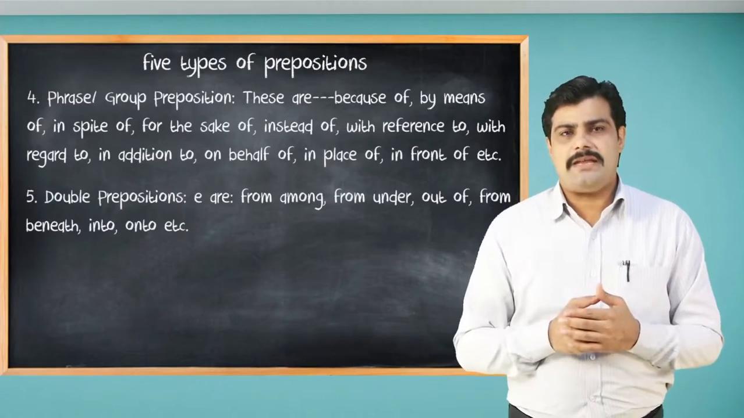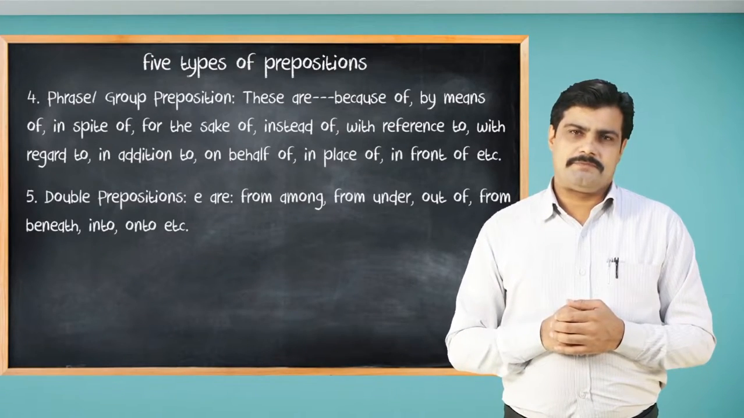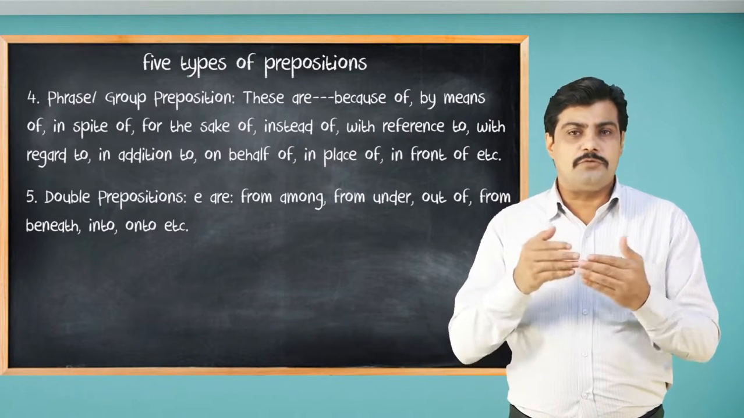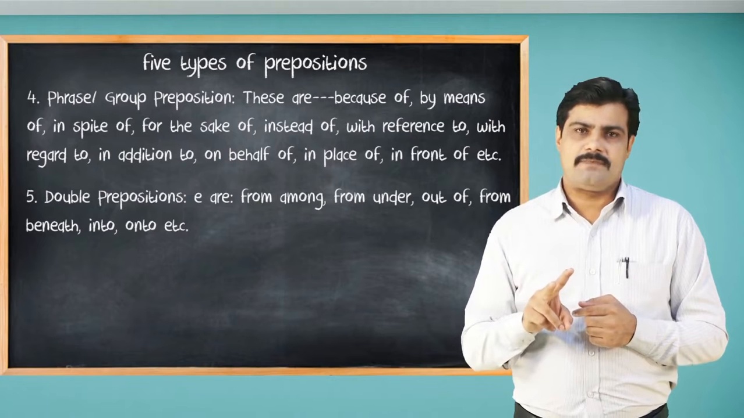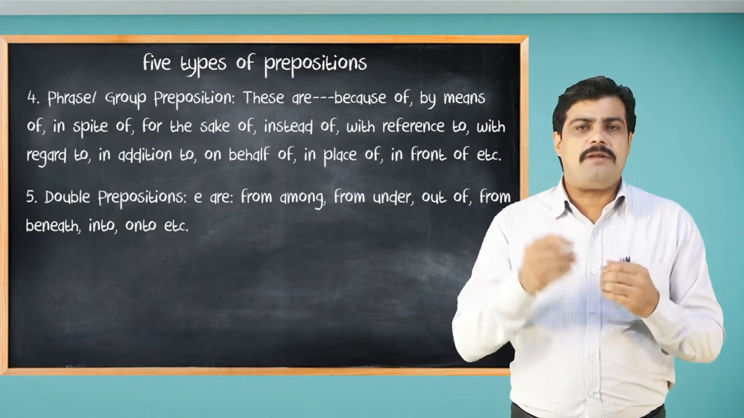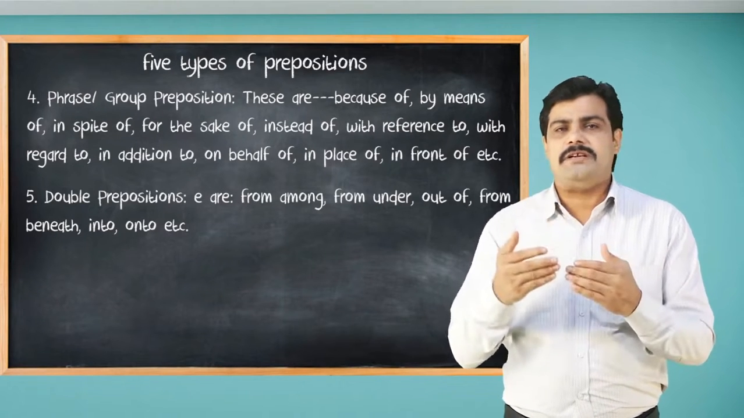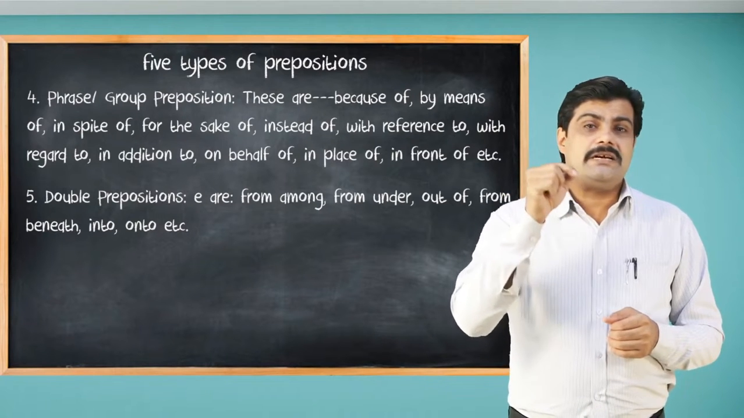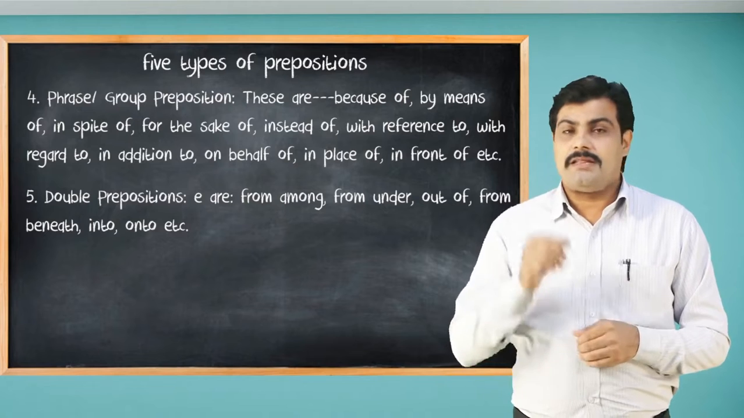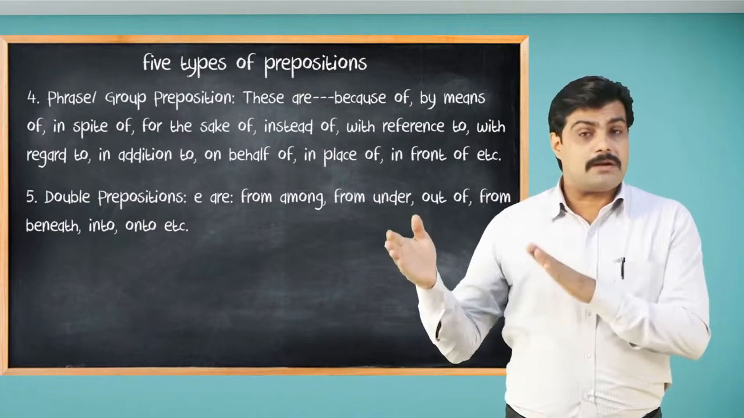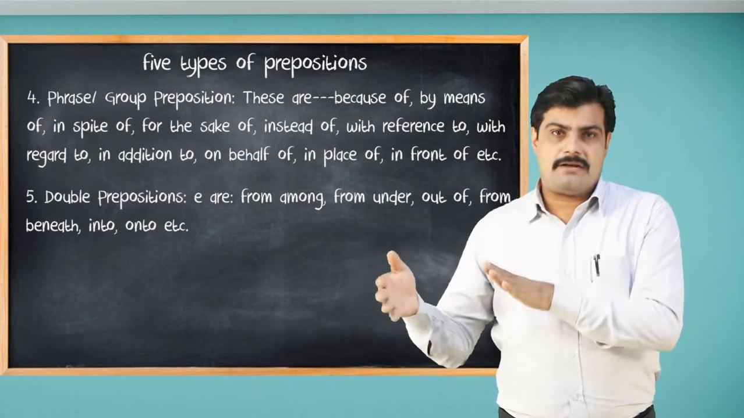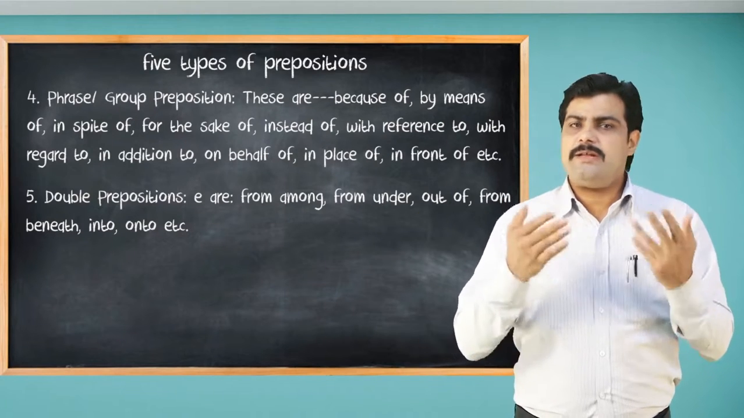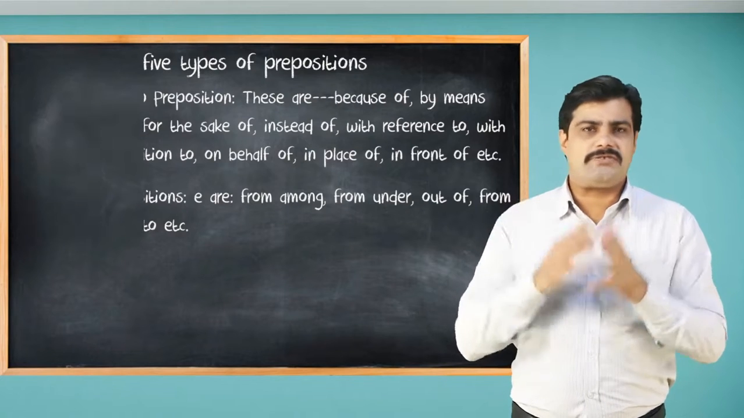The final one is double prepositions. And these are double prepositions because we have to use 2 prepositions for that. Because sometimes one preposition is not sufficient to serve the purpose, then we use these double prepositions. These are from among, from under, out of, from beneath, into, onto, etc.